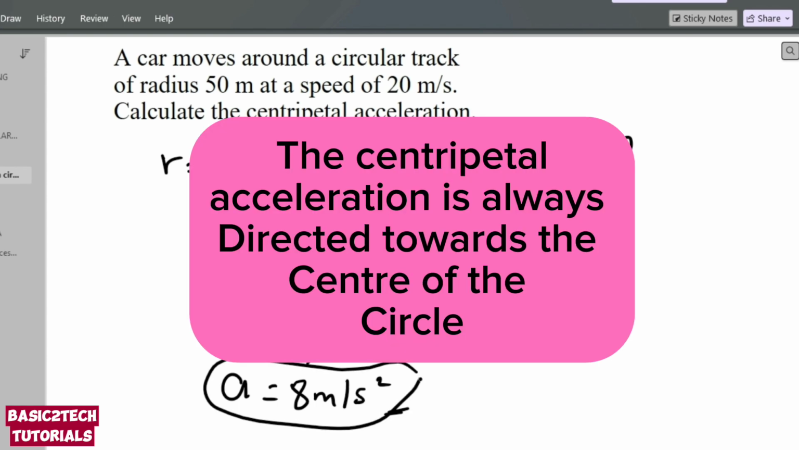The centripetal acceleration is always directed toward the center of the circle. You must always state that in your CAPE written answer. I repeat that. The centripetal acceleration is always directed toward the center.